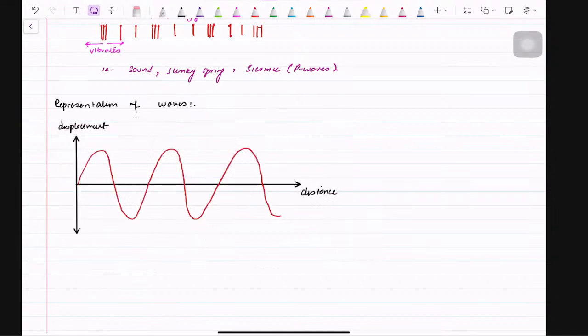Okay, so the top points that you see, these are called crests. This is also crest. This is also crest. The bottom points are troughs, trough, trough, and trough. Okay, is it clear? Yeah. Yes. All right, now.